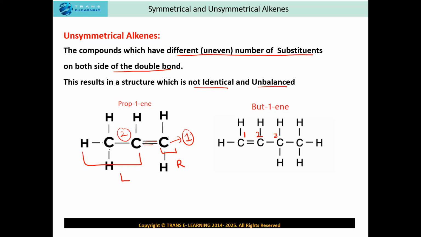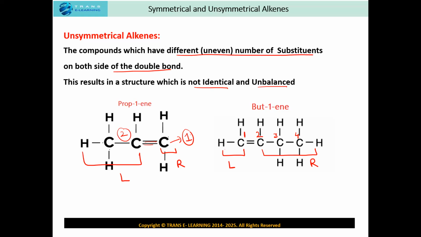Similarly in but-1-ene, the position of the double bond is at the first carbon atom. So this is 2, 3 and 4. There are a total of 4 carbon atoms, and the position of the double bond is at the first carbon atom. Here if I consider the left hand side of the double bond, we have one carbon atom, and on the right hand side we have two carbon atoms. So this is an unsymmetrical alkene.